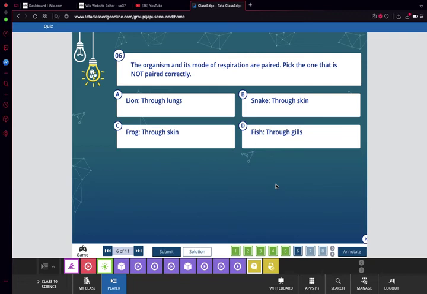Sixth question. The organism and its mode of respiration are paired. Pick the one that is not paired correctly. Yes, the solution is snake through skin. Check your answer.